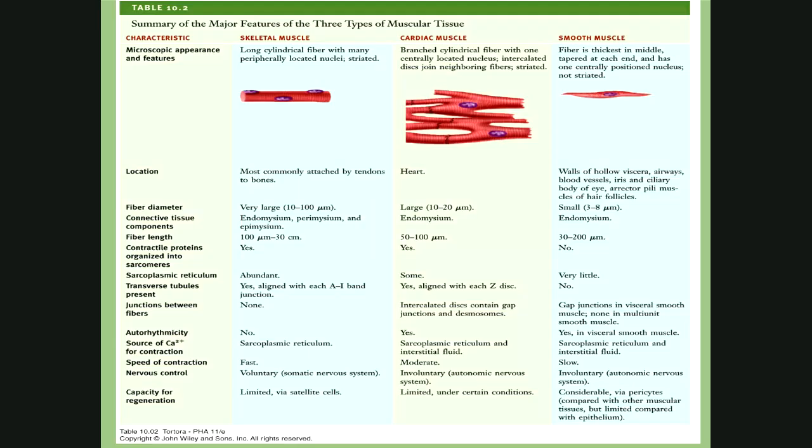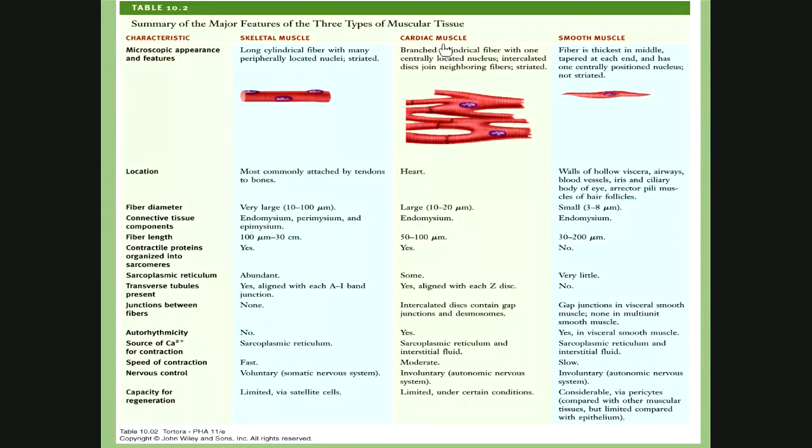So if we look at the summary of what we just talked about, the skeletal muscles are long cylindrical fibers, and they appear striated. They primarily attach via tendons to bones. They do not have autorhythmicity, and they're completely voluntary, so we can consciously control this, and they have a limited capacity for regeneration when injured.